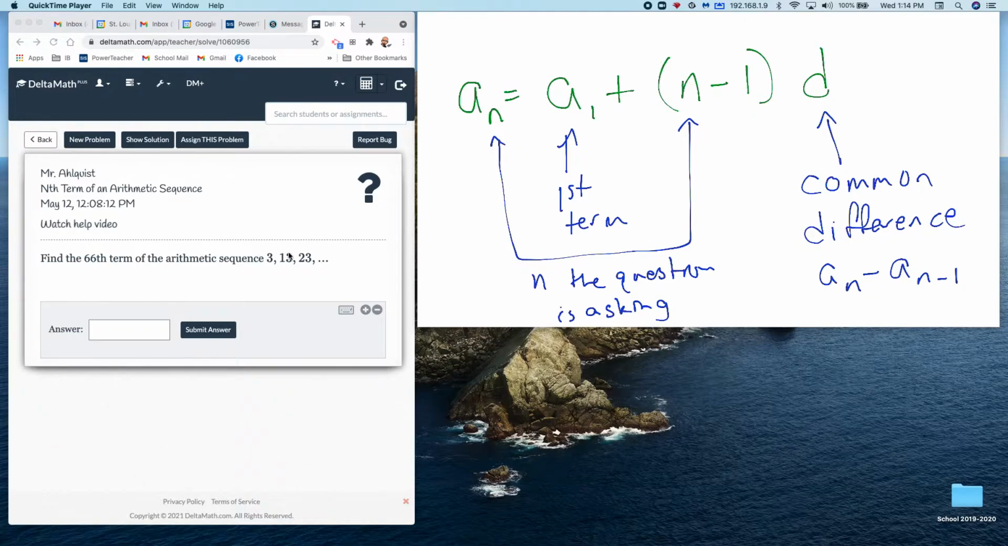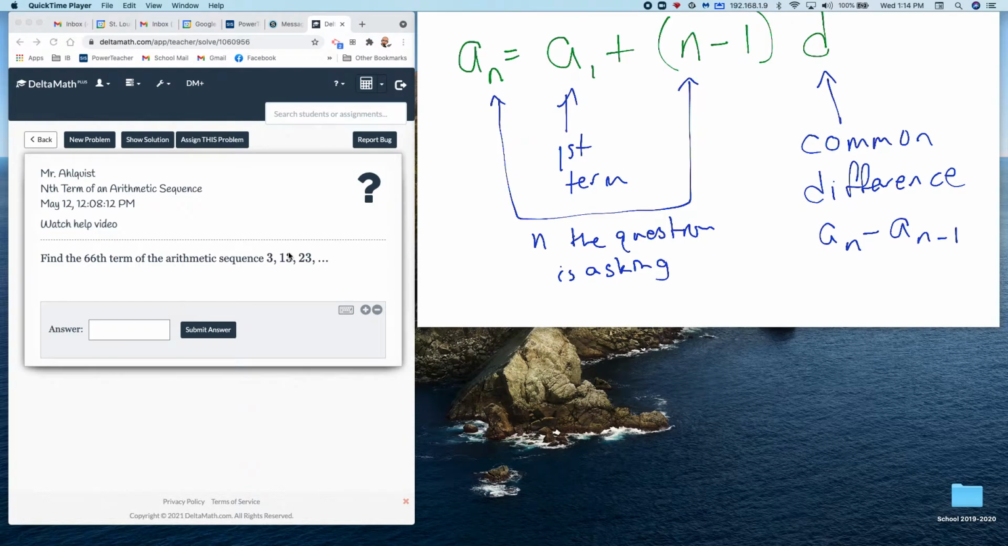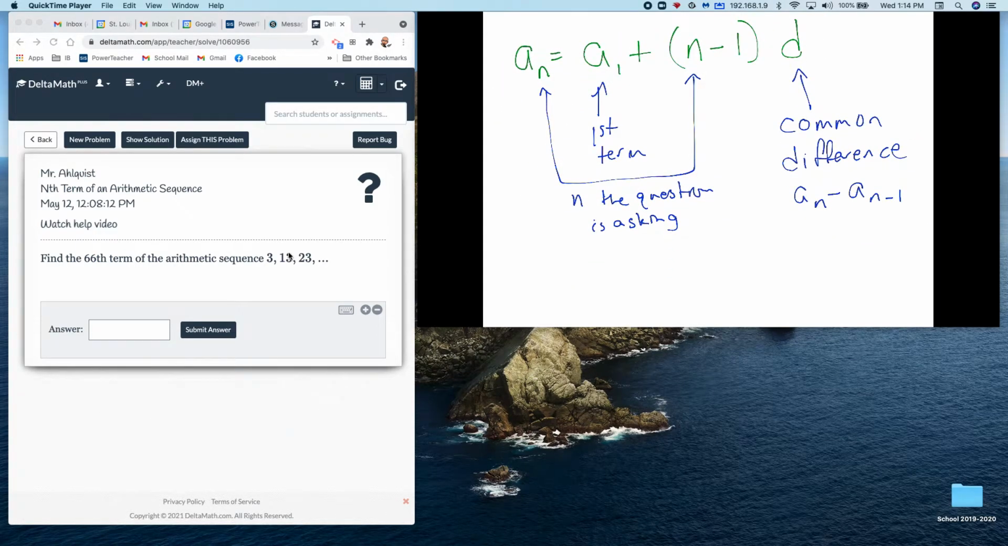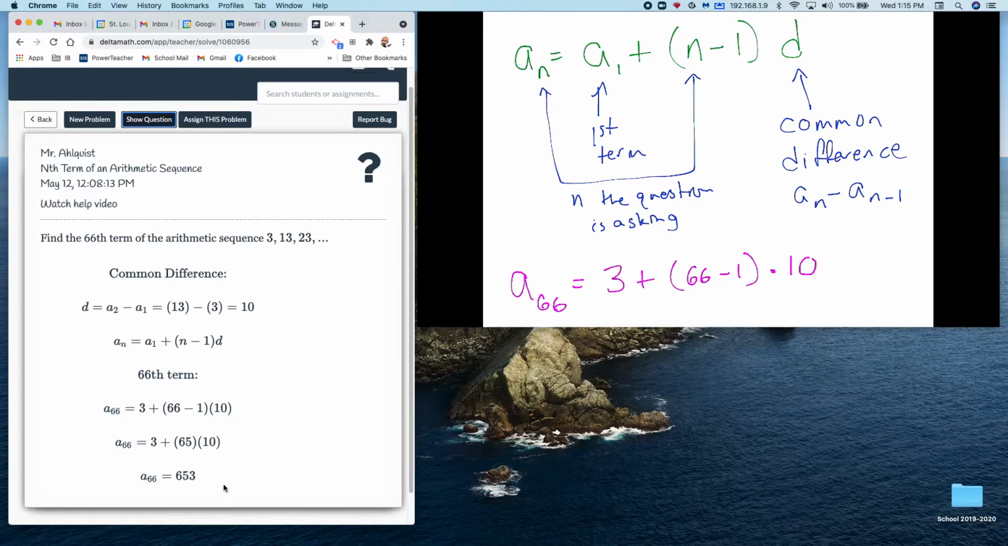So if I'm trying to find the 66th term, a sub 66 would be the first term, which was 3, plus 66 minus 1, because 66 is the n, times the common difference. In this case, the common difference is 10. Whatever that works out to be is our answer. So if I click on the solution, that's what they go through, and you get 653.